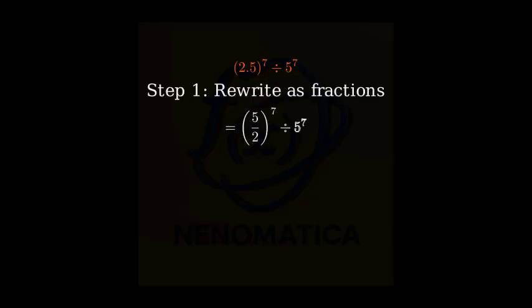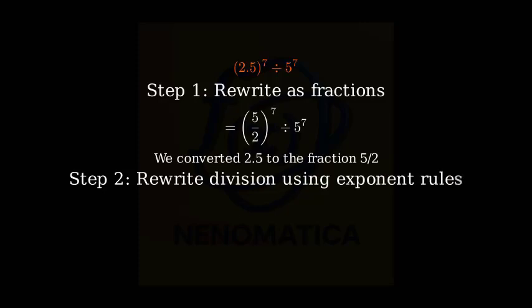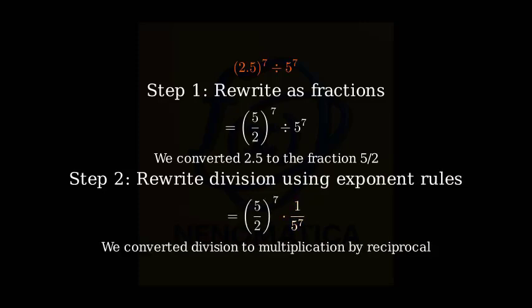In step 1, we'll rewrite the decimal as a fraction. 2.5 can be written as 5 halves. In step 2, let's apply the division rule of exponents. When dividing expressions with the same base, we can simply divide the bases and keep the exponent. However, here we need to first rewrite this expression.